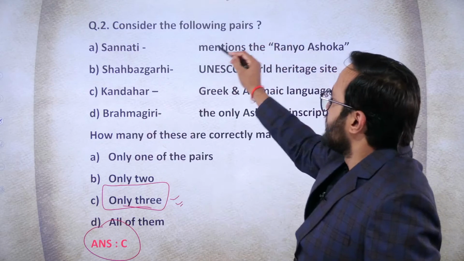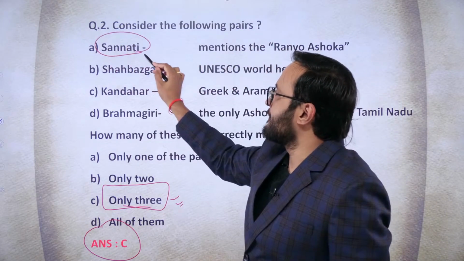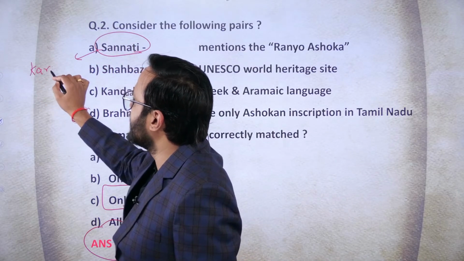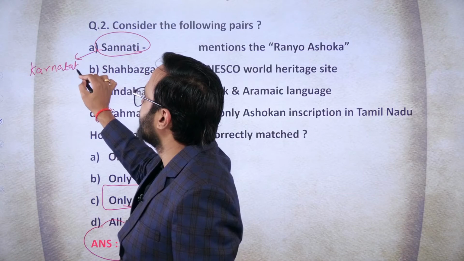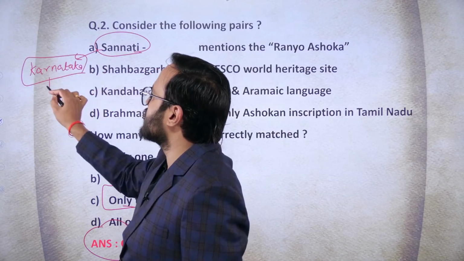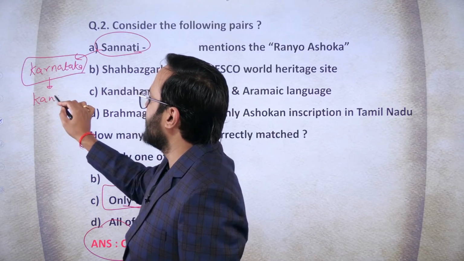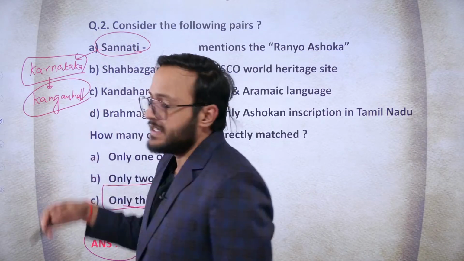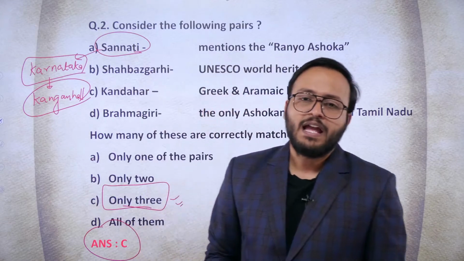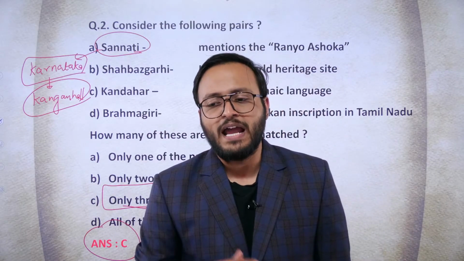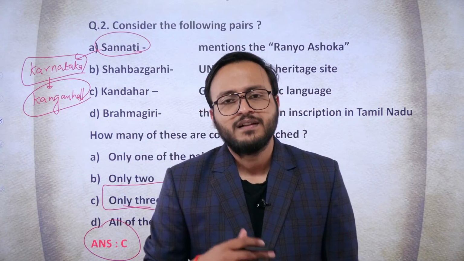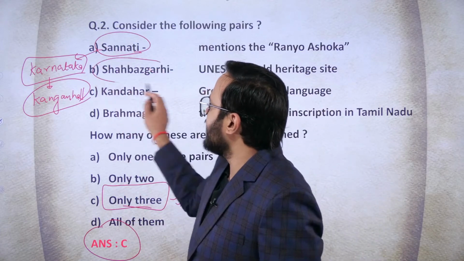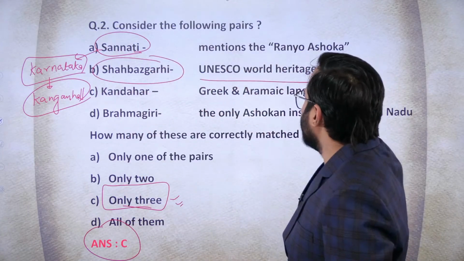Now here, Sannati, where is this located? Guys, Sannati is located in the Karnataka region, particularly a place called Kanganahalli, where we find a stone statue, and that mentions the name of Ashoka as Ranyo Ashoka, remember that. Then Shahbazgarhi, this is the UNESCO's World Heritage Site.